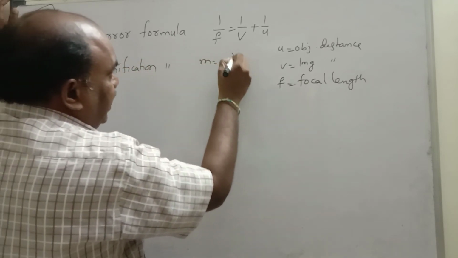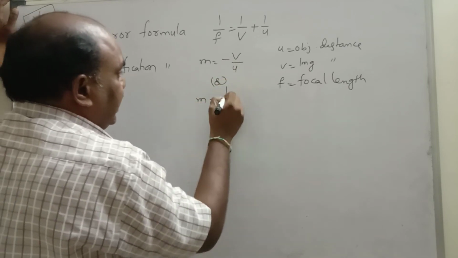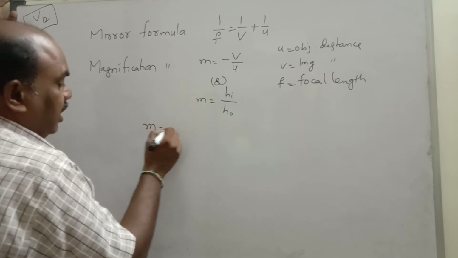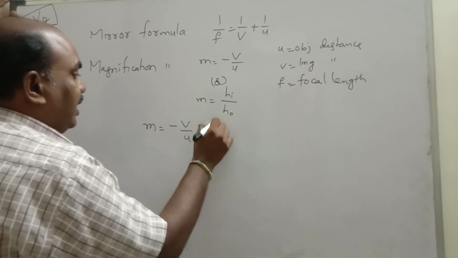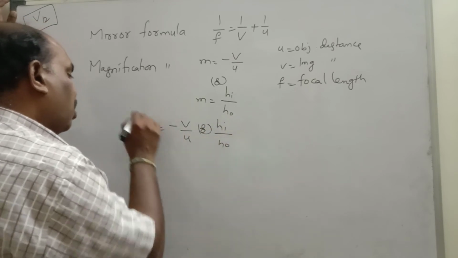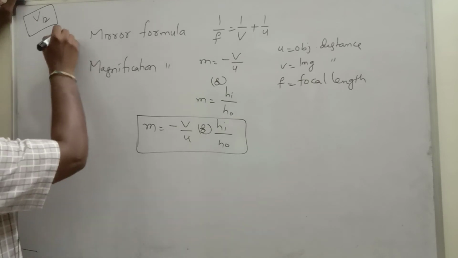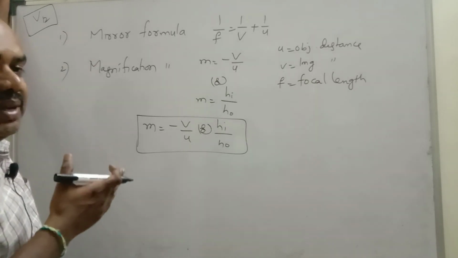Next, magnification formula. Magnification, M is equal to minus V by U, or M is equal to Hi by Ho. If you combine these two, you can write M is equal to minus V by U, or height of the image by height of the object. This is the mirror formula and magnification formula. Very, very important. In the next video, we are going to see problems based on this.